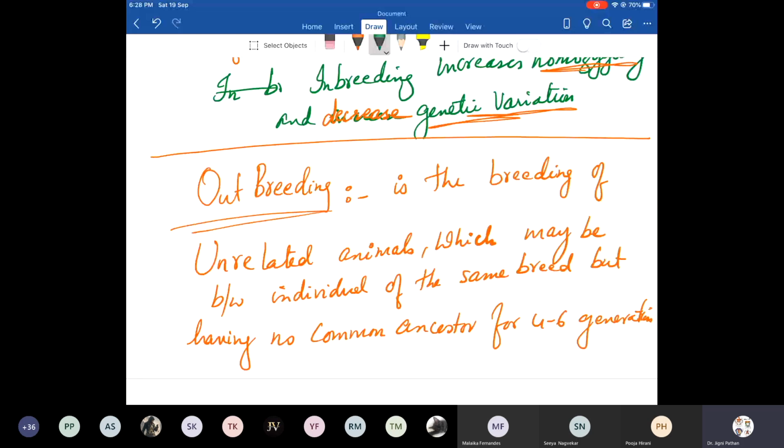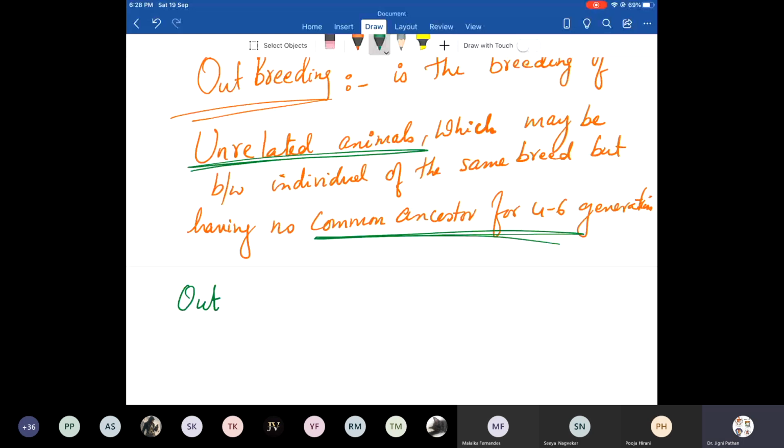Outbreeding is of three types, very important now. Outcrossing, crossbreeding, and interspecific breeding.